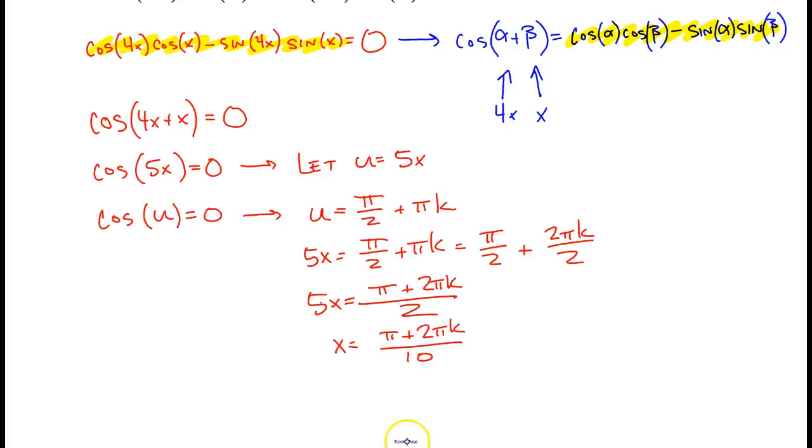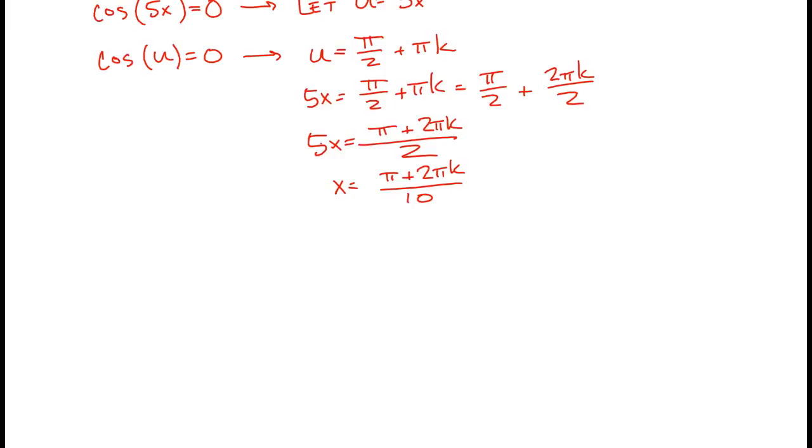Now I'm looking for solutions on the interval from 0 to less than 2 pi. I know that 2 pi equals 20 pi over 10. So I want to stay under 20 pi over 10. We'll go through some k values here and see what x values we get. If k equals 0, then we get pi over 10 as a solution. If k equals 1, then we get 3 pi over 10 as a solution. If k equals 2, we get 5 pi over 10. 5 pi over 10 is the same as pi over 2, so I'm going to write it as pi over 2.